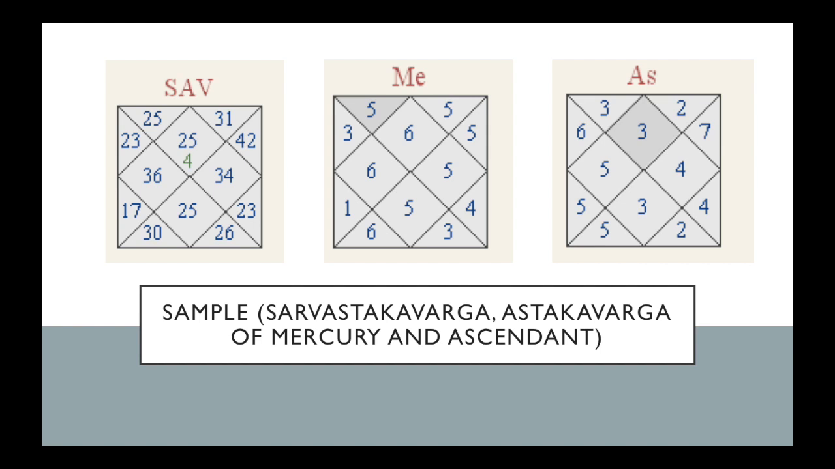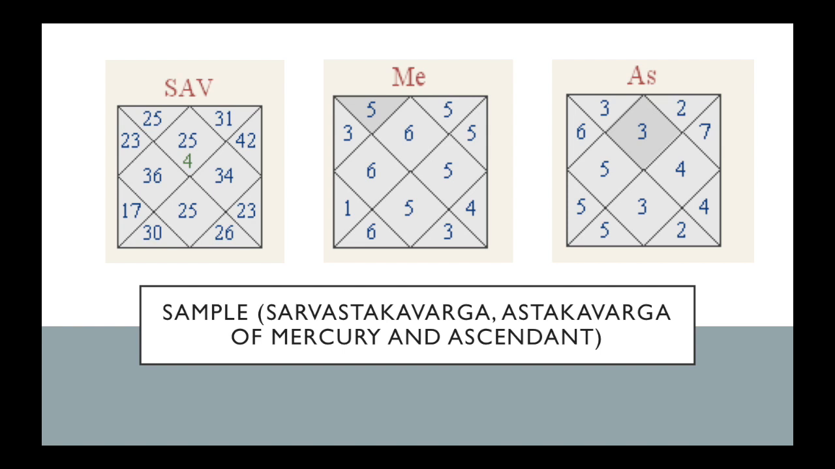Now when you combine these 8 Vinastakavarga, what you get is Sarvashtakavarga. The first image is that of Sarvashtakavarga. The total number of points in a chart will be 337. So the maximum point you can get is 337.